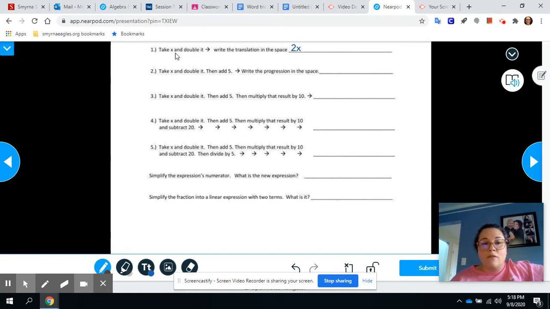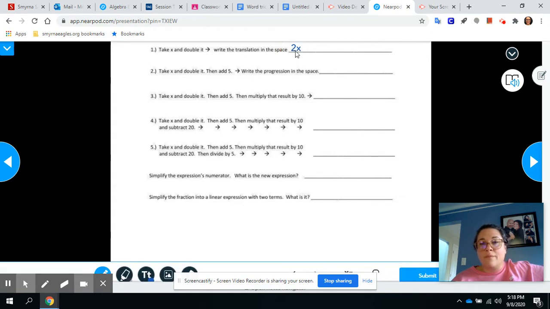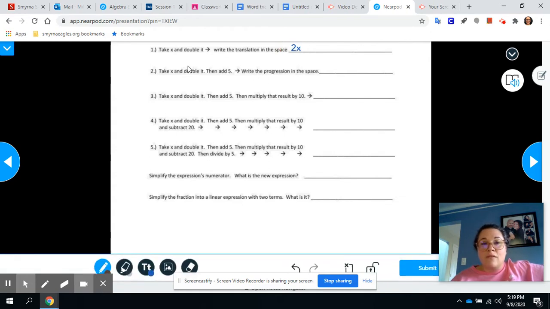So what we're going to do is take this, and it says take X and double it. So write the translation in the space. Double it means 2 times the value. So when I take X and double it, I'm going to put 2X here. Then I'm going to take X and double it, basically just repeating this first step, but then I'm going to add 5.